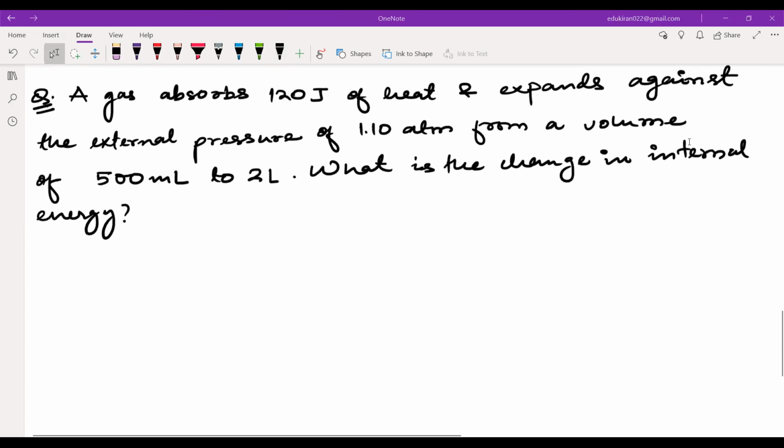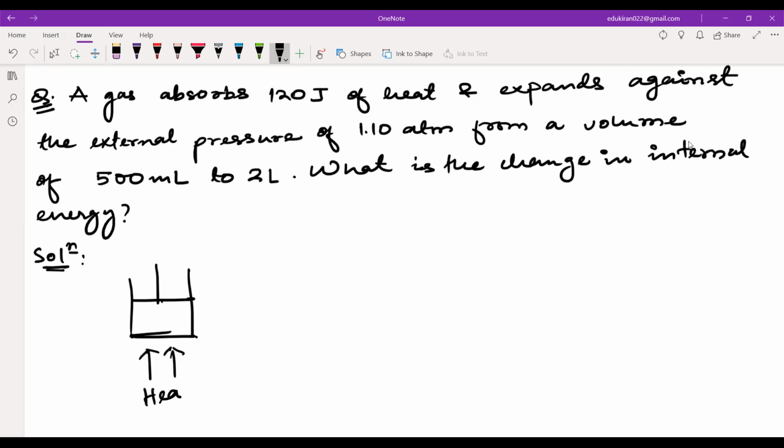Okay, regarding this question, a gas absorbs 120 joule of heat and expands against the external pressure. Now, first thing for the internal energy question is that you have to internalize the question. How will you internalize the question? You simply take the case like this. What is happening? I'm heating this. If I heat this, the temperature will increase, and then these gas molecules will move very fast, and it is inevitable that this piston is going to move upwards, and then we say the gas is expanding.